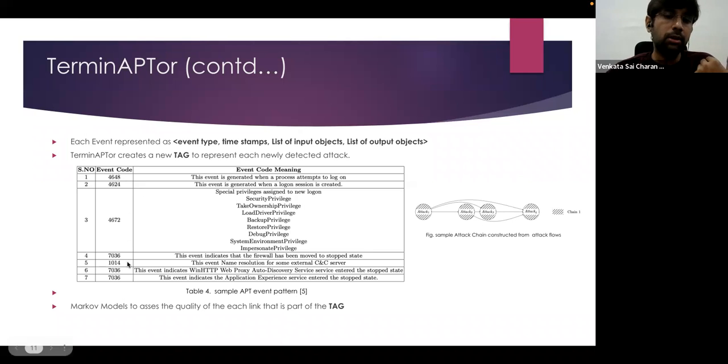So in order to identify this series of event codes, they have given a tag to each newly detected attack, and from this tag they will track what kind of other things are also happening. By using Markov chains, they will assign a weight that after this attack happens, then it might be an APT attack. So they will track these paths to identify the APT attack. So this is the high-level idea of this terminal-after APT detection mechanism.